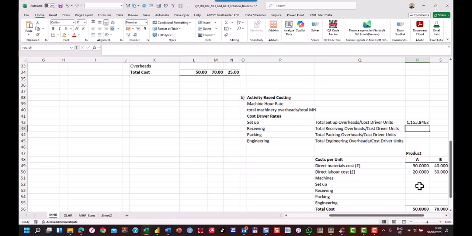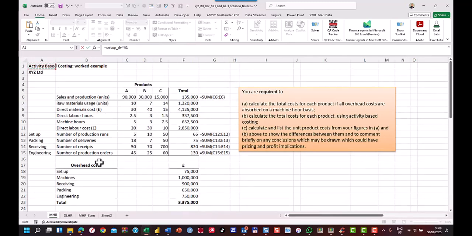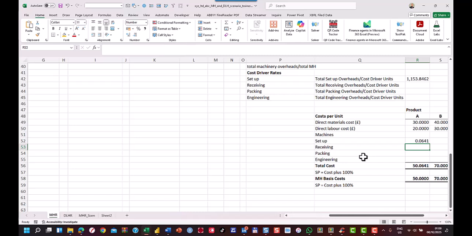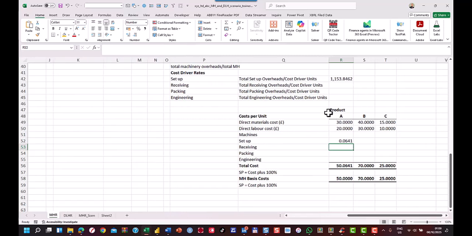We then apply that in this way: equals average cost per setup multiplied by the number of production runs for product A, and then divide by the number of units produced of product A. Press enter, and that gives us 6.41 pence. That's how ABC works. You add them all down, and we've now got the ABC total production cost.